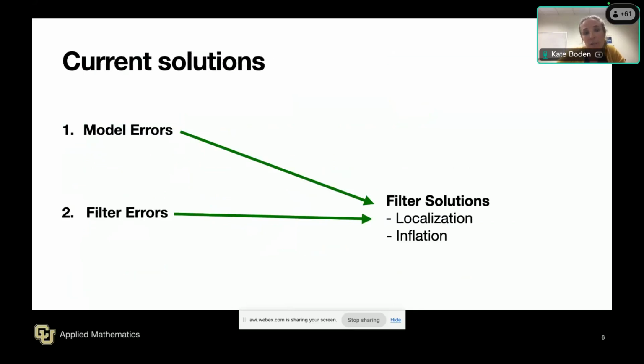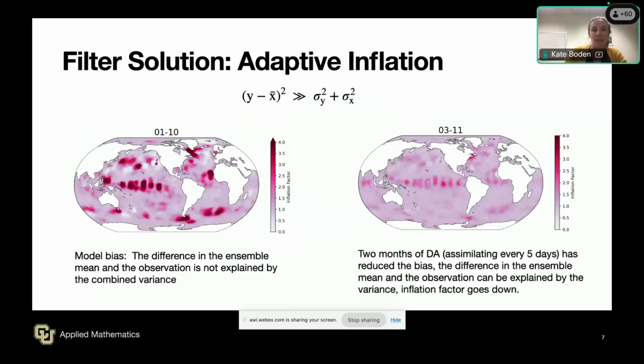So we know that we get spurious correlations and underestimated covariance. Current solutions for dealing with this, though, is you can kind of just do it from a filter perspective. So both model errors and filter errors can be fixed through the filter using localization to deal with spurious correlations, and then inflation to inflate the ensemble covariance.